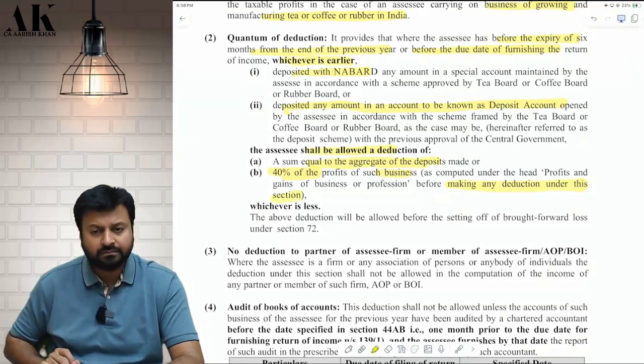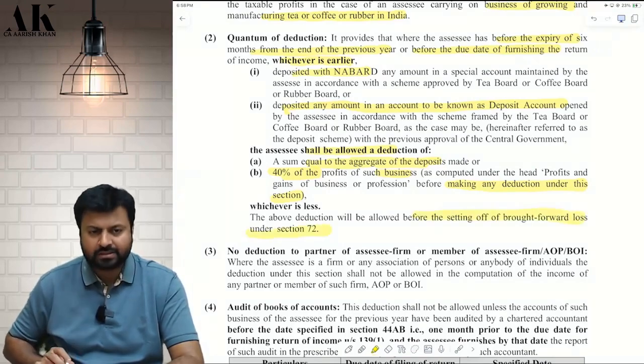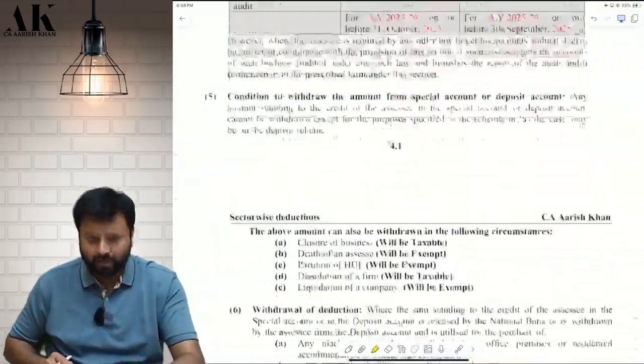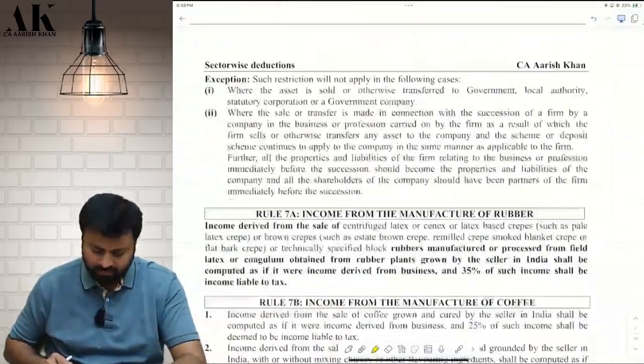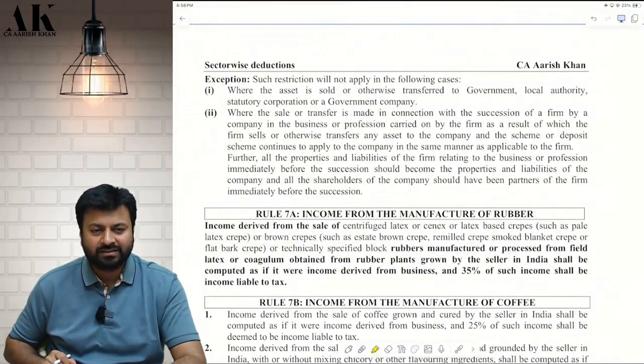And before setting off the brought forward losses. Now below this there are a lot of points. I'm going to discuss all of them one by one. Don't worry. There are a lot of them. This is a big section. That's the reason I told you that you take a break first and then we'll continue.